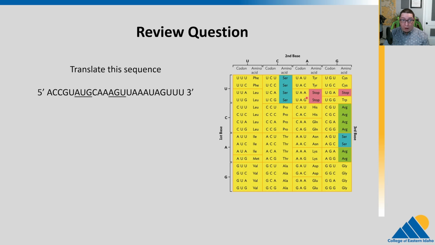All right, let's do the translation now. So AUG, that's our methionine. That's where we start. CAA is glun, which is glutamine. Next, we have AGU. AGU, that's serine. And then UAA is our stop codon. All right, perfect. So we now know how to decode the genetic information.